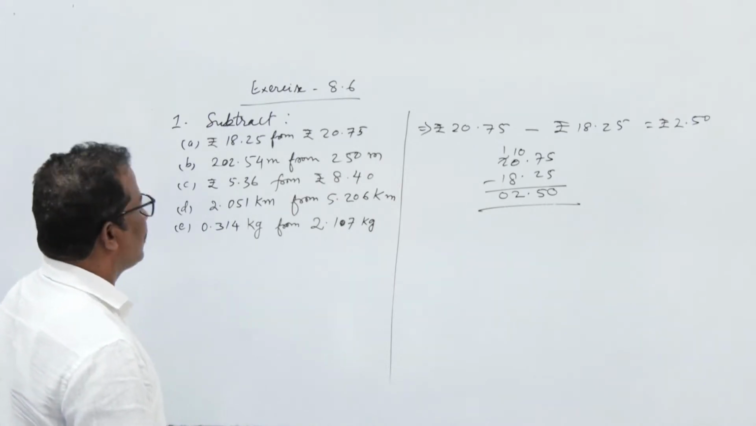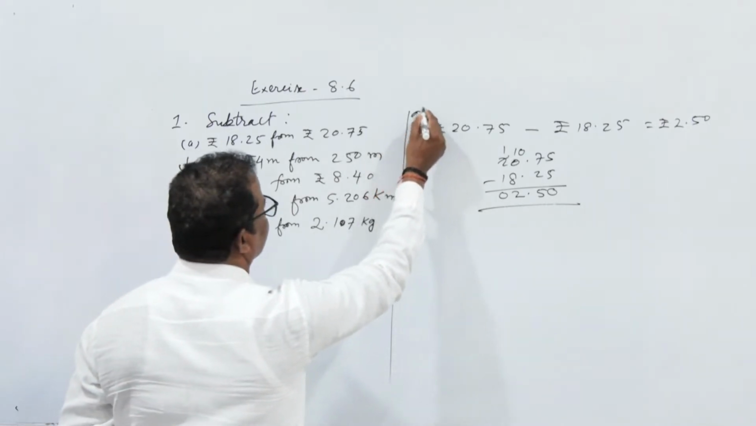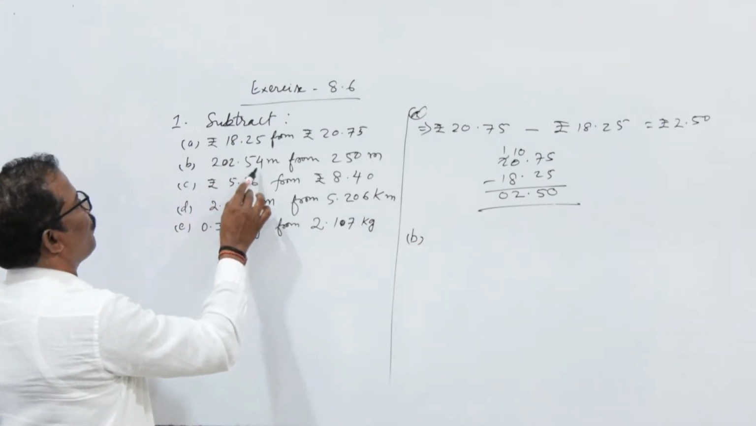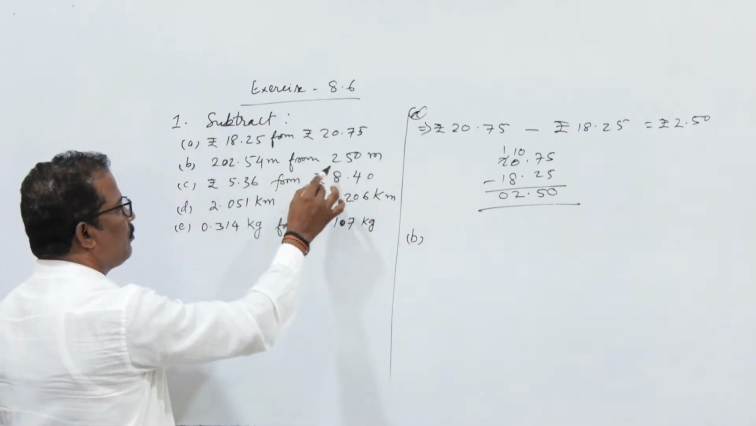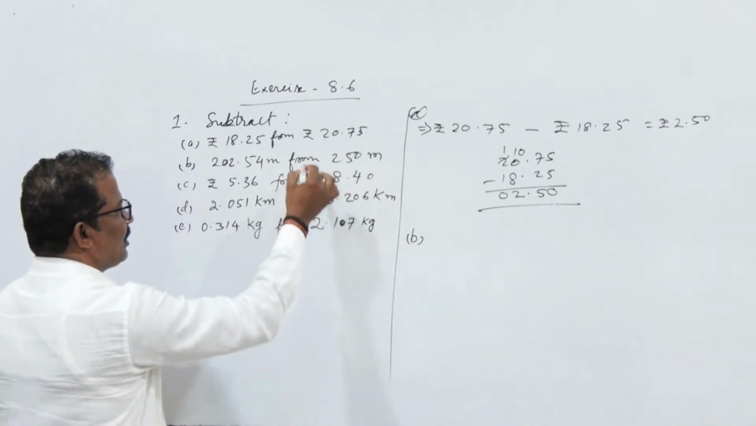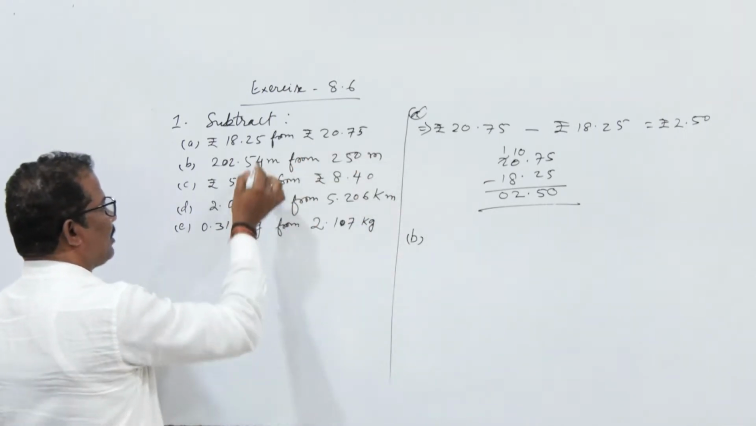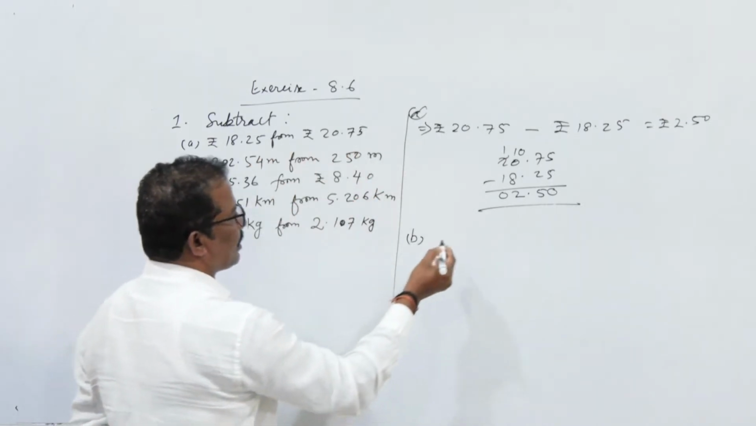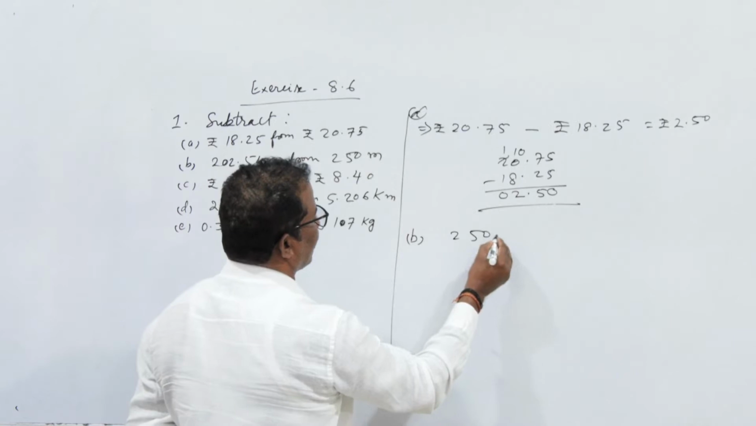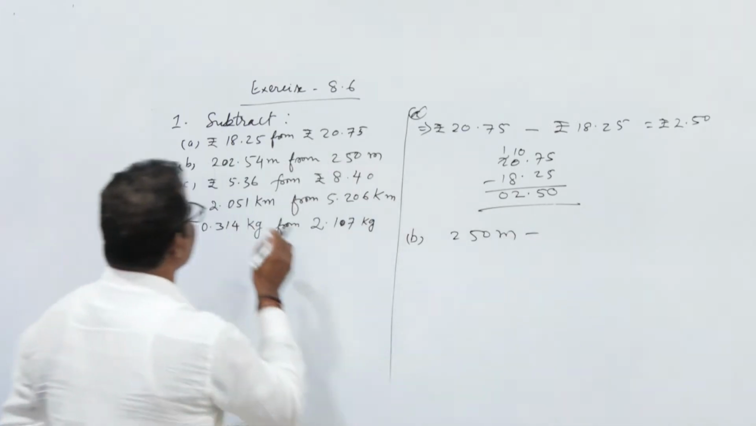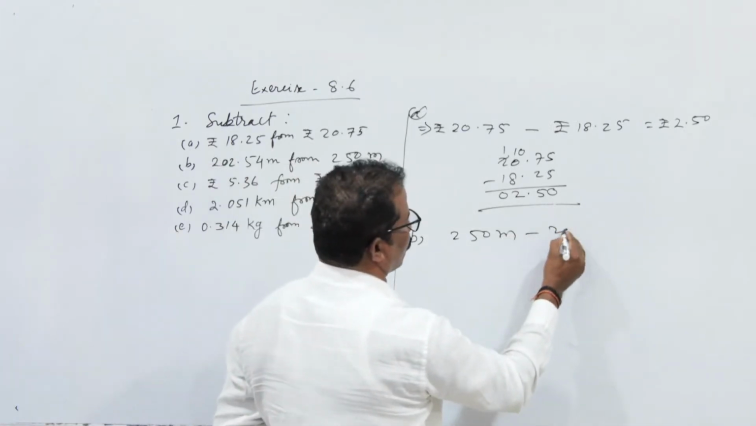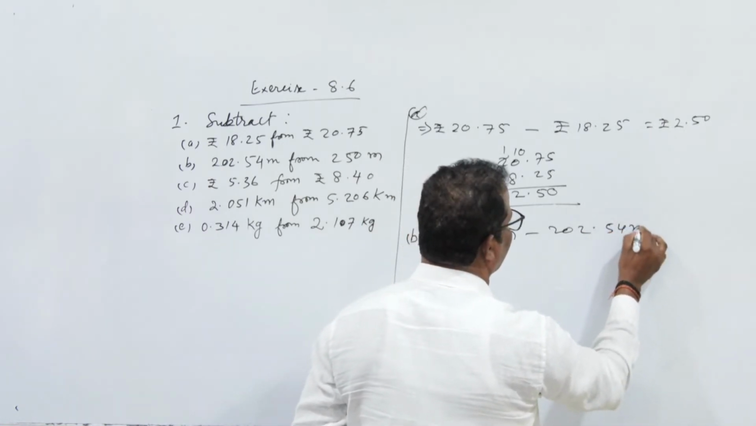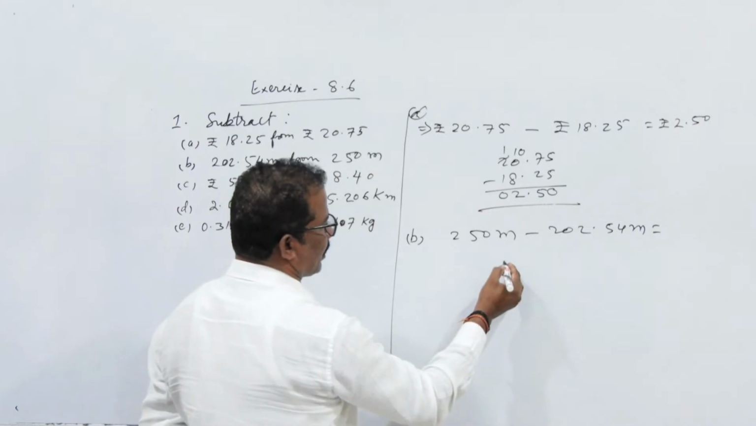Now you can see the next question, that is B. In this also, 2.54 meter we have to subtract from 250 meter. That means this is the bigger length and this is the smaller length. So we have to subtract this from this. So we can write like this: 250 meter minus this one, which is going to be subtracted, that is 202.54 meter.